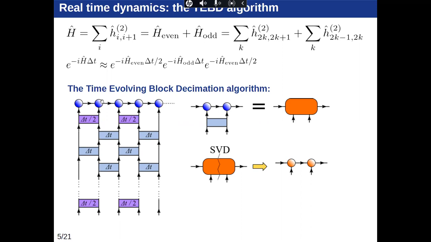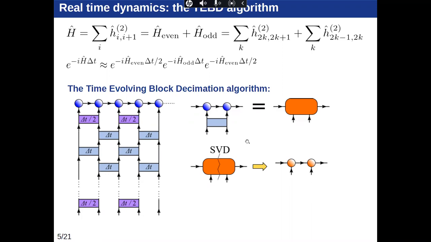Now, if I have this decomposition, then I can use the Suzuki-Trotter approximation for the time-evolution operator. Because these even and odd Hamiltonians are sums of commuting two-site operators, at the end I arrive at a scheme where the time evolution is just an application of two-site unitary gates. The TEBD algorithm works like this: if I have two MPS matrices and then apply such a two-site gate, then I get something that is not in the MPS form anymore, but with a singular value decomposition, I can go back to this MPS form.